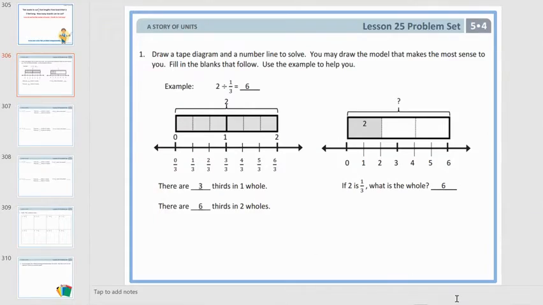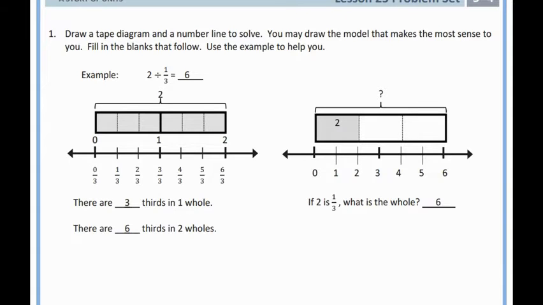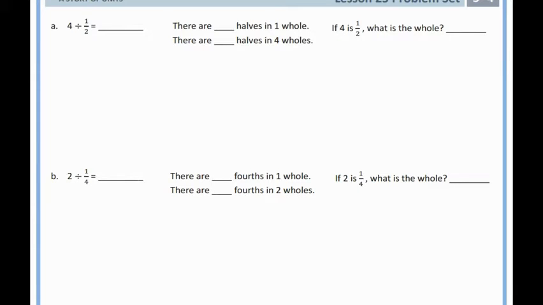All right, guys, we're going to go through Module 4, Lesson 25. Basically, it's just taking a whole number and dividing it by a fraction. What I'm going to do is go through a couple of the problems and give you some examples, and then I'm going to have you work on your own.